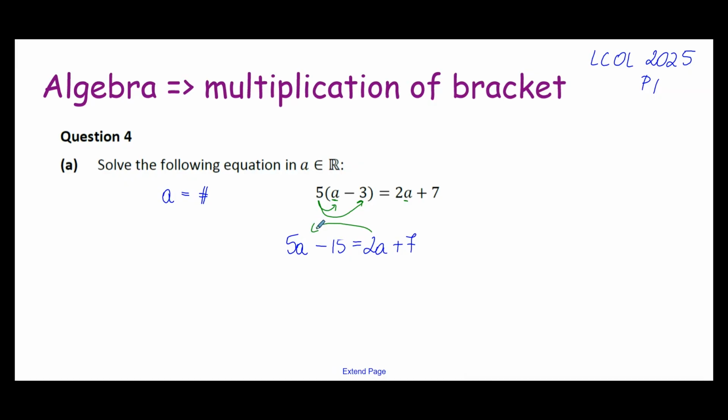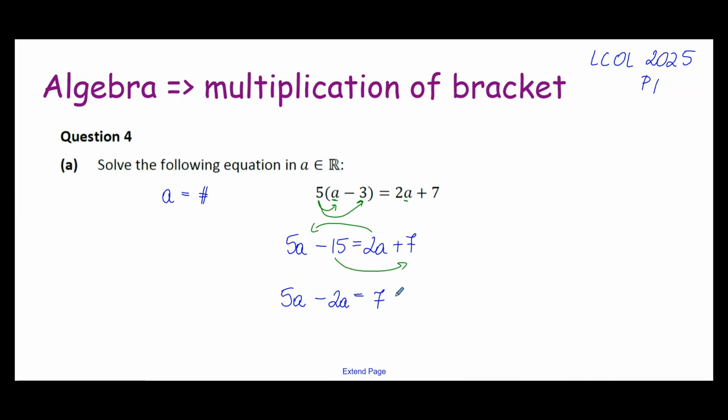So that 2A we're going to move to join the other A, and then -15 we're going to move to join 7. So on this side of the equation we have 5A, and we move 2A. What happens when we move a number from one side to the other side of the equation? It changes the sign to the opposite. So positive becomes negative. On this side of the equation we have 7.